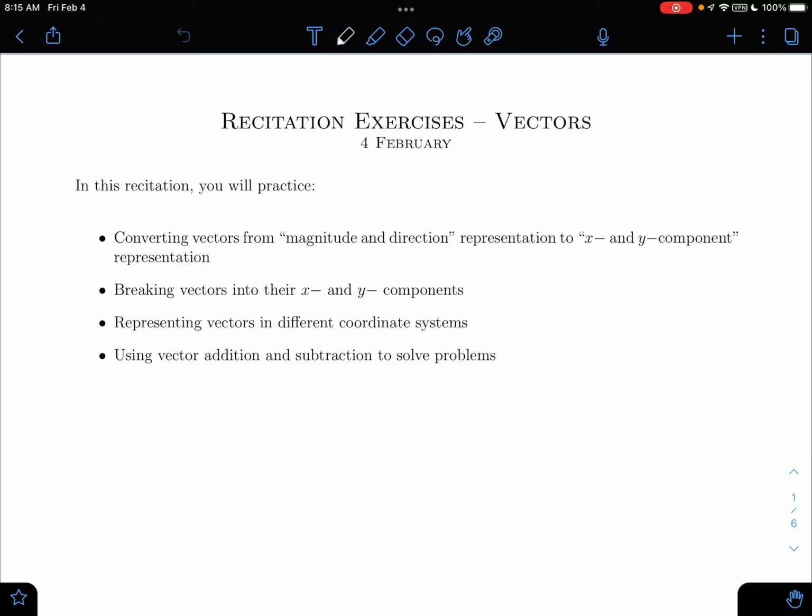Alrighty, y'all. Today we're taking a look at the recitation for Friday, February 4th. For this one, we're going to start with 2D motion and vectors.